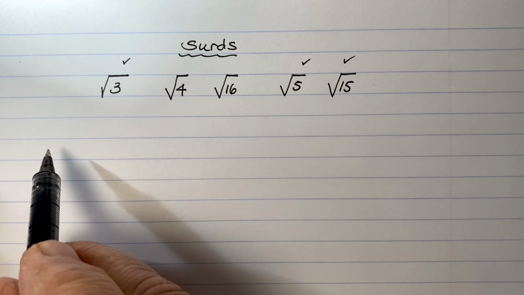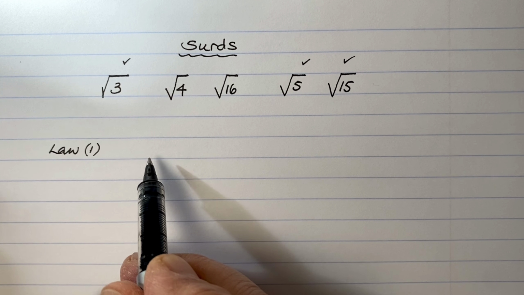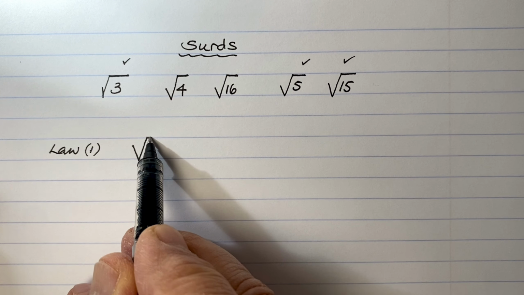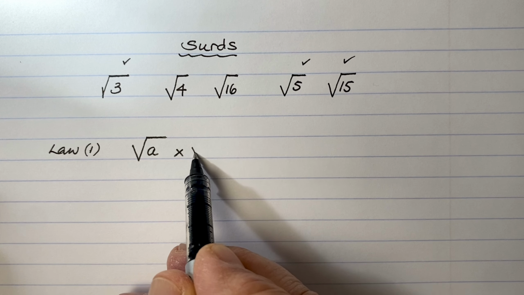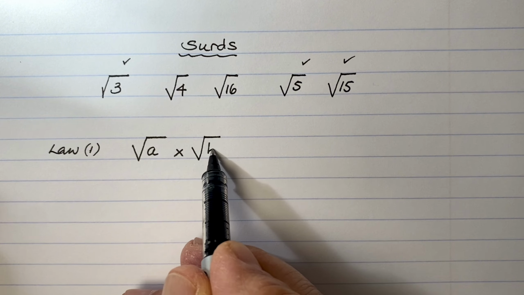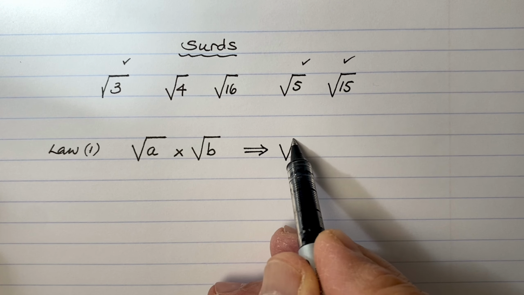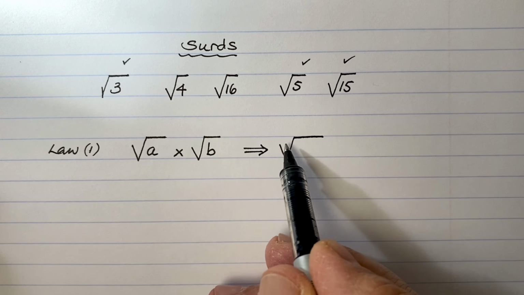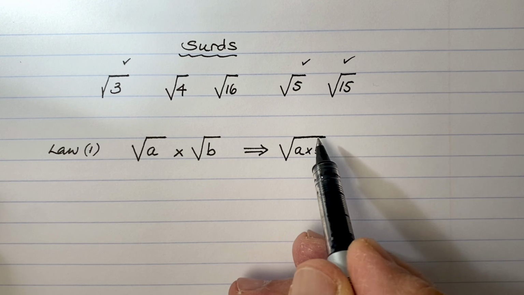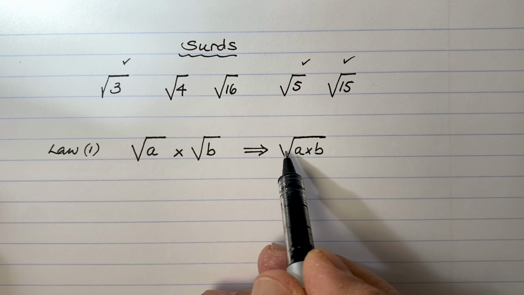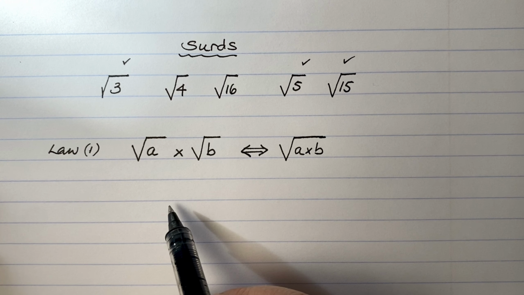There are laws of surds. There are 2 laws. Law number 1 is when you multiply a surd, say root of A times root of B, you can write this as a single root by writing root of the multiplication of these 2 whole numbers together. Or vice versa, you could split a number into 2 numbers and separate them as 2 surds.